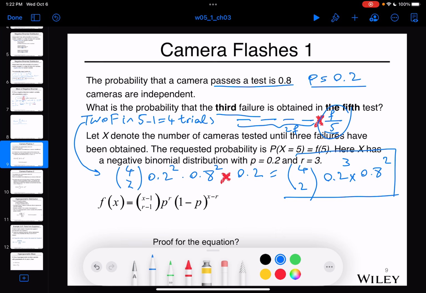So if here we plug in x is 3, p is 0.2, and r is 5 experiments, right? So if we plug these in this equation, we get the same answer as here. So in my opinion, negative binomial is not a real, independent distribution. It's like a derivative of binomial. And you can also tell it from its name.